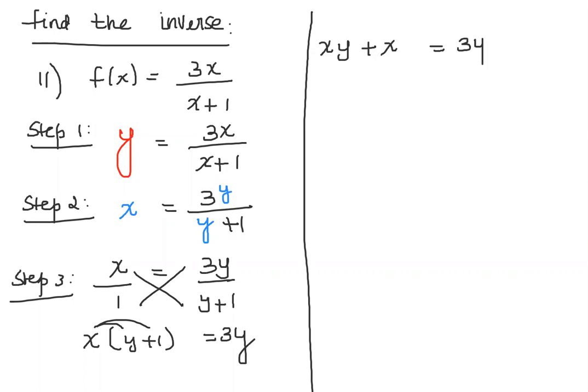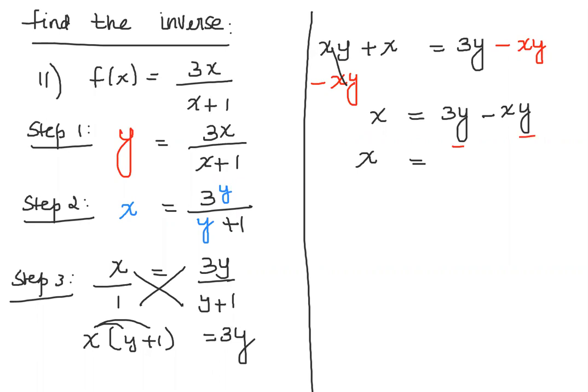However, step number 3, we have to solve for y. So we have to get all the y's on one side. We have 2 y's in this equation, so I'm going to move the y to the other side. So we get x equals 3y minus xy. Now factor, we are solving for y, so we have y as the common factor here. Let's take the y out. So we get 3 minus x.